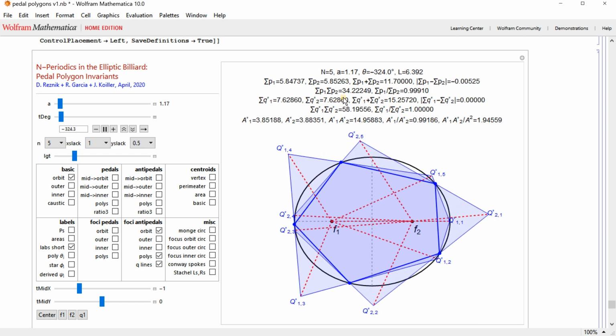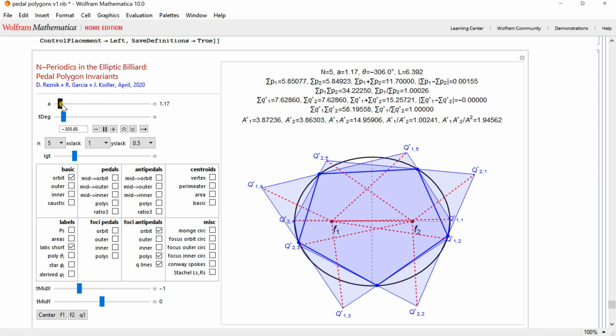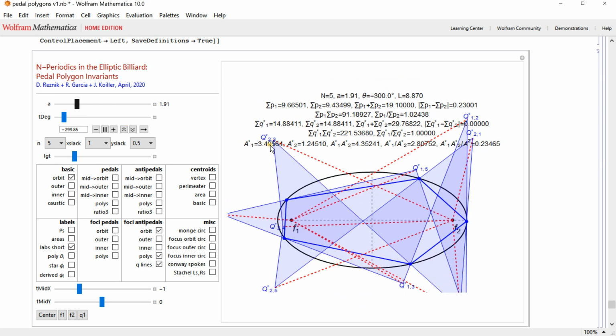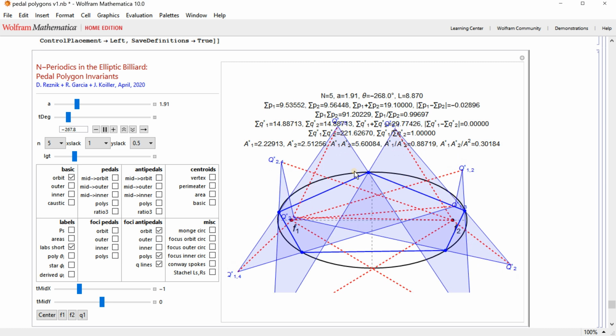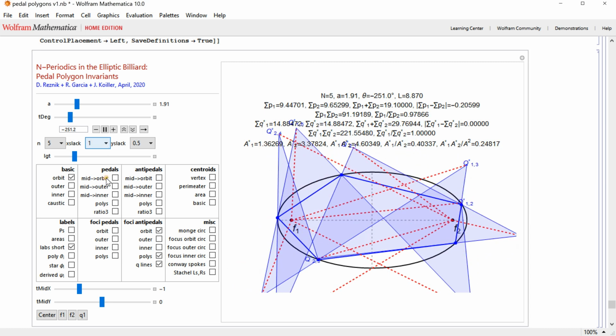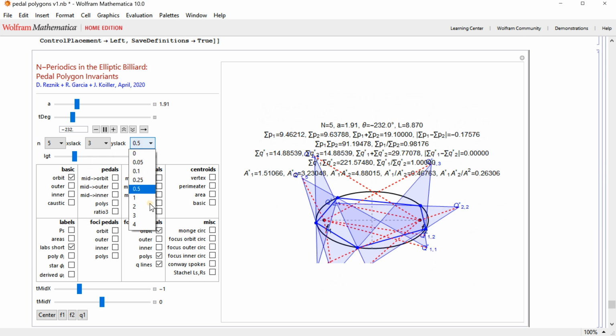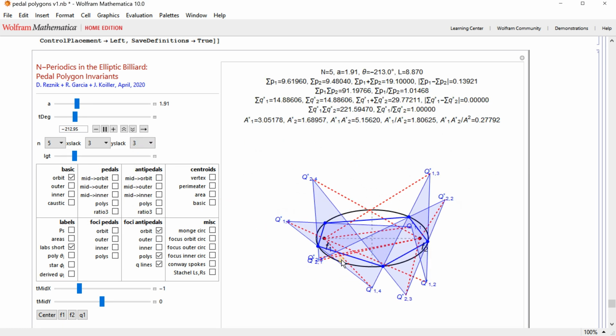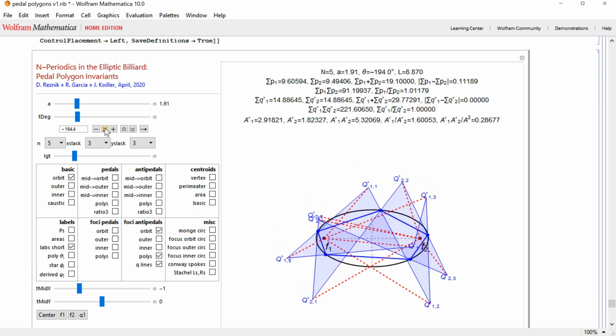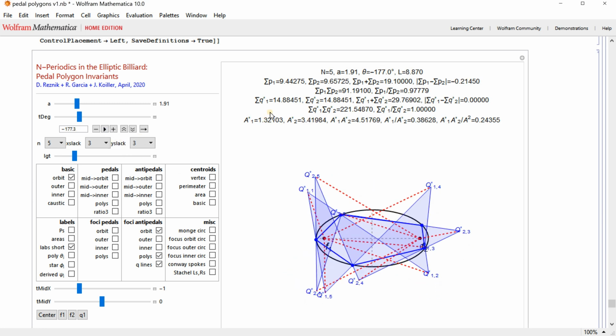Now they look invariant, but they're not invariant. If I increase A here, the sums themselves are not invariant. And when I increase A this way, the polygon becomes self-intersecting, as you can see here. These antipedal polygons become self-intersecting. However, the two sums are identical. So the sum of the red dashed lines from focus 1 to the vertices of its antipedal polygon is the same as the sum from the other focus.